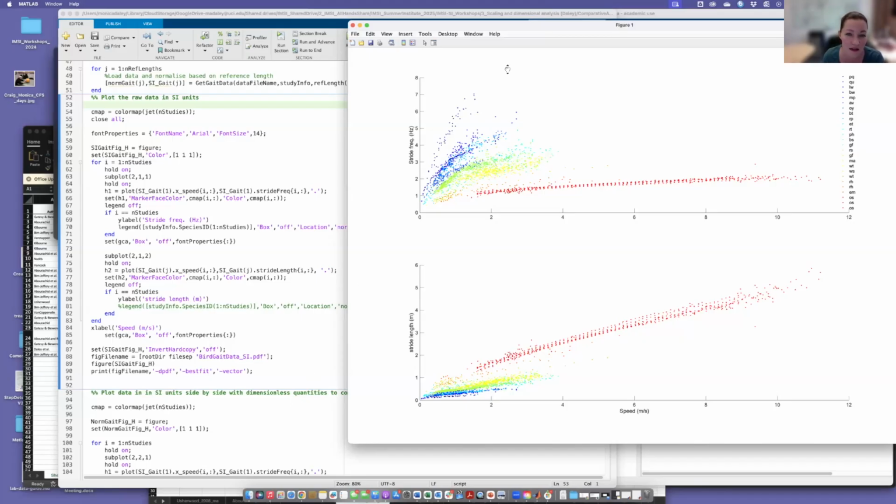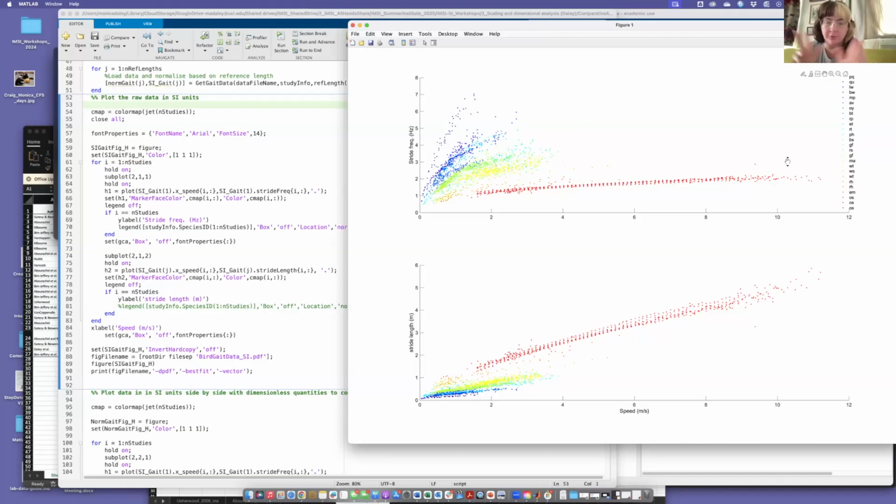And it's certainly the case that the small animals are operating at absolutely higher frequencies compared to our ostrich. The ostrich is operating at very low frequencies in SI units, and also has a shallower slope, right? So if we compare the data in absolute terms, you can see that they have different relationships, and also the maximum speed increases with size, right? Yeah, that was going to be my question.